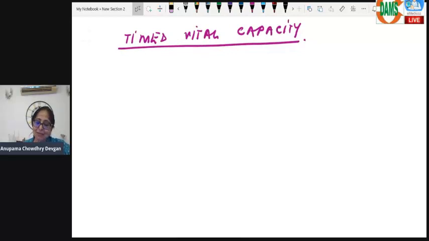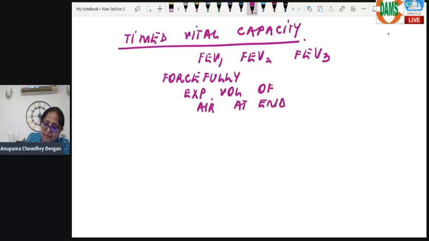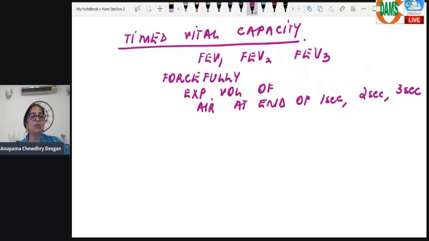Okay. Timed vital capacity. Now, what is timed vital capacity? This is FEV1, FEV2, and FEV3. What is FEV1? This is the forcefully expired volume of air at the end of 1 second. At the end of 1 second, 2 seconds, and 3 seconds. This is what is known as FEV1, FEV2, and FEV3.